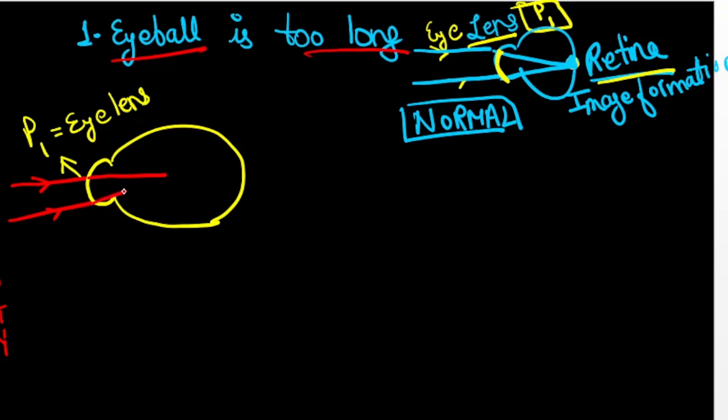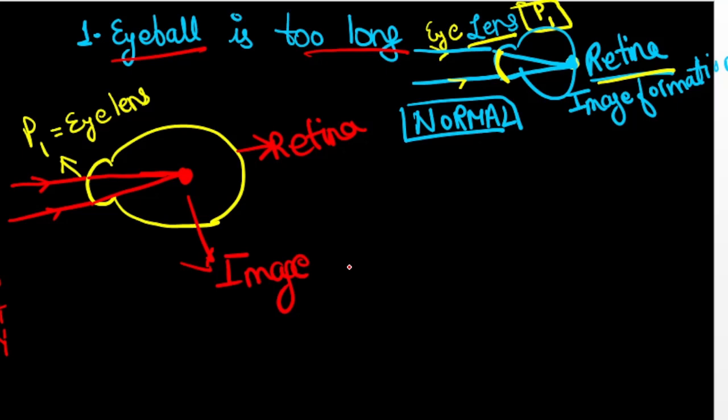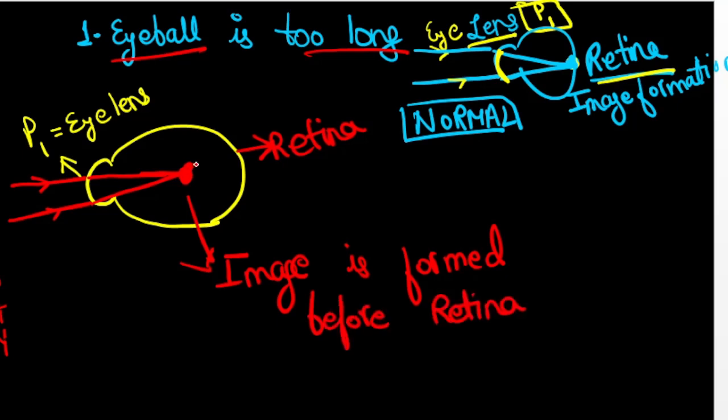So now what will happen? The power is the same and it will form the image here. This is the retina, right? This is your retina. But the image is formed here. It means the image is formed before the retina. The image is formed before the retina. Now what will happen? Because of this, the image will be blurred.